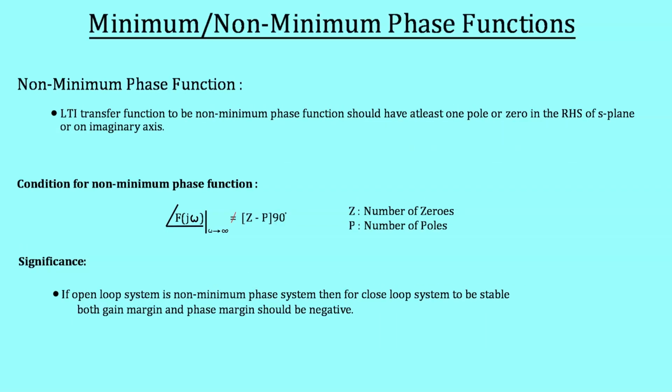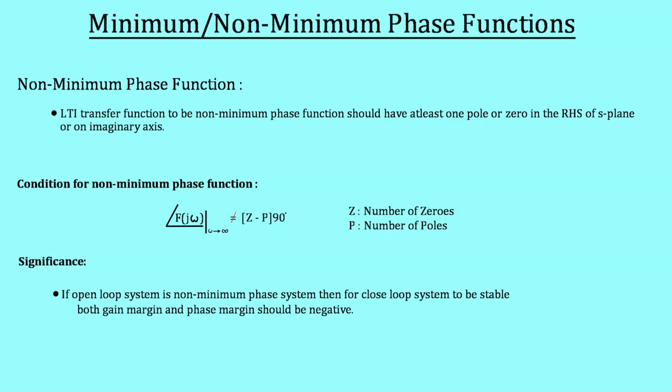Similarly, we have non-minimum phase transfer functions. A linear and time invariant transfer function, to be a non-minimum phase transfer function, should have at least one pole or zero on the right hand side of the S-plane or on the imaginary axis. If the open loop system is a non-minimum phase system, then for the closed loop system to be stable, both gain margin and phase margin should be negative.